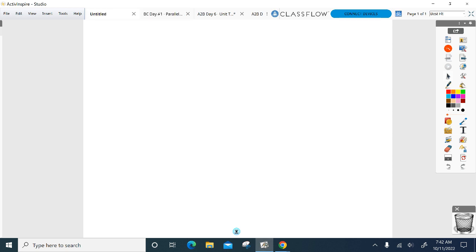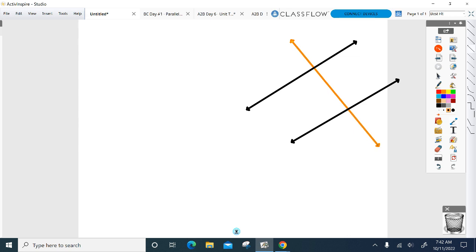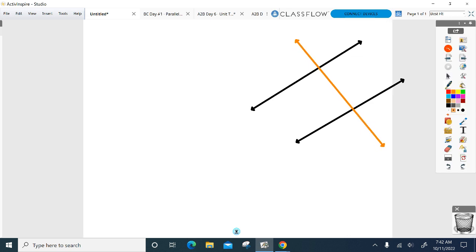Real quickly up here, not in your notes. If I just draw any two lines here, and I draw a third line that intersects those other two at one point each, this line right here, the line that intersects the other two, I call it a transversal. Transversal. So look at your diagram in your packet right now.